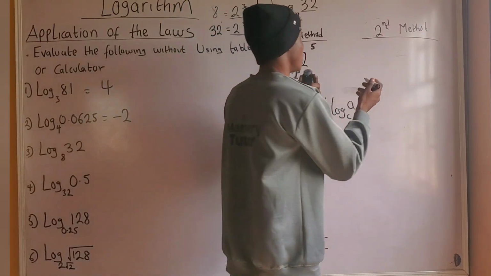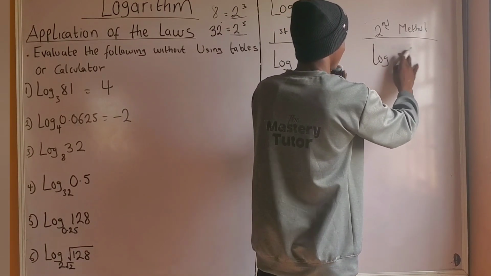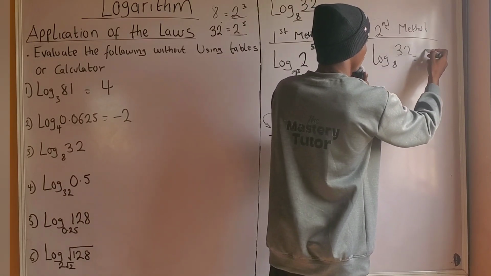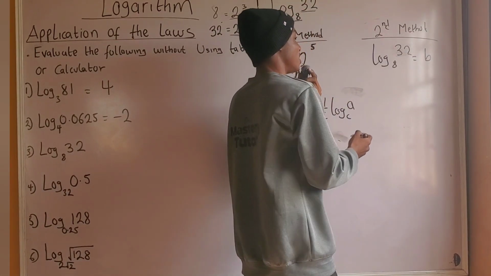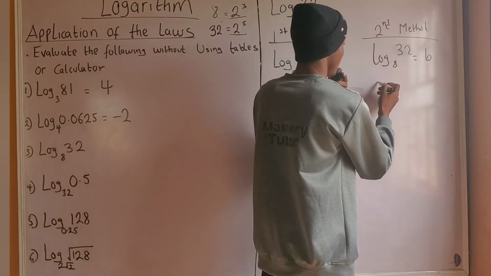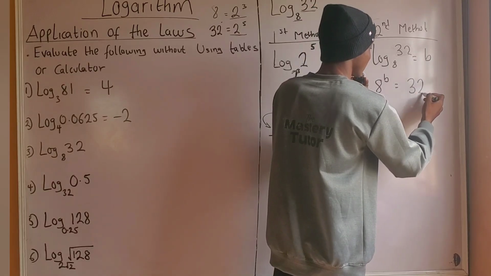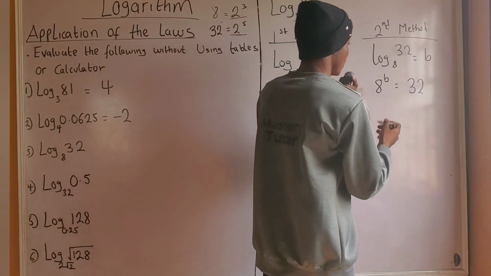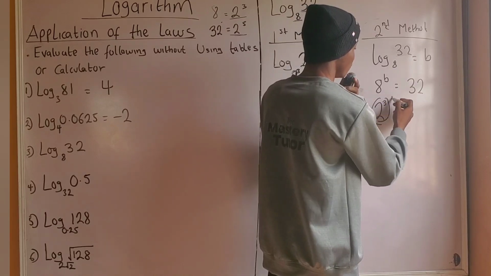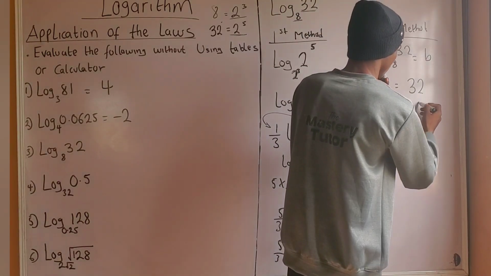Now, the second method. Let log 32 base 8 equal a letter. Let it be equal to B. Are you getting it? Now, if you want to write this in index form, you are going to have 8 raised to the power of B equals 32, right? Okay. 8 can be written as 2 raised to the power of 3. So I'm going to have 2 raised to the power of 3 raised to the power of B equals, now, 32 can be written as 2 raised to the power of 5.